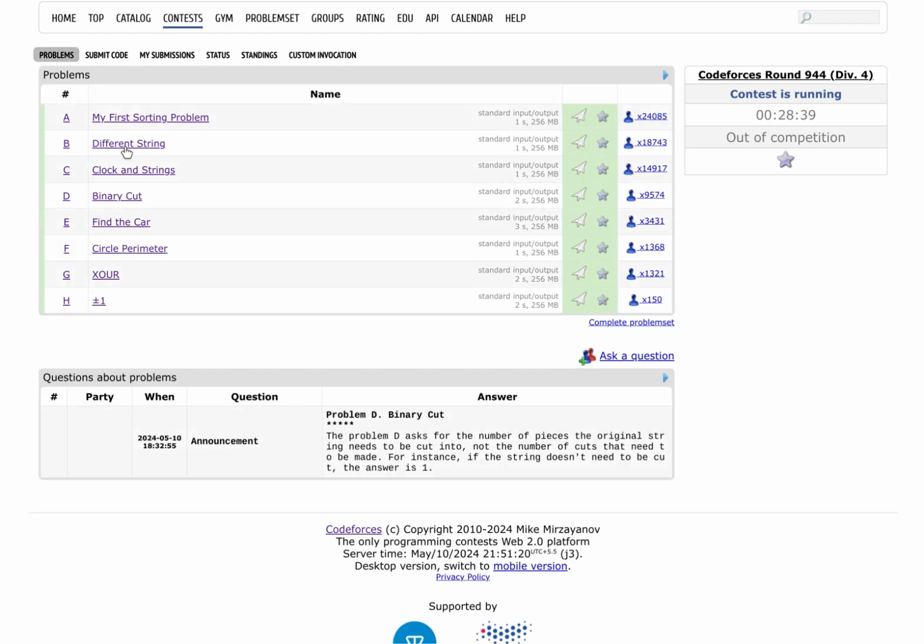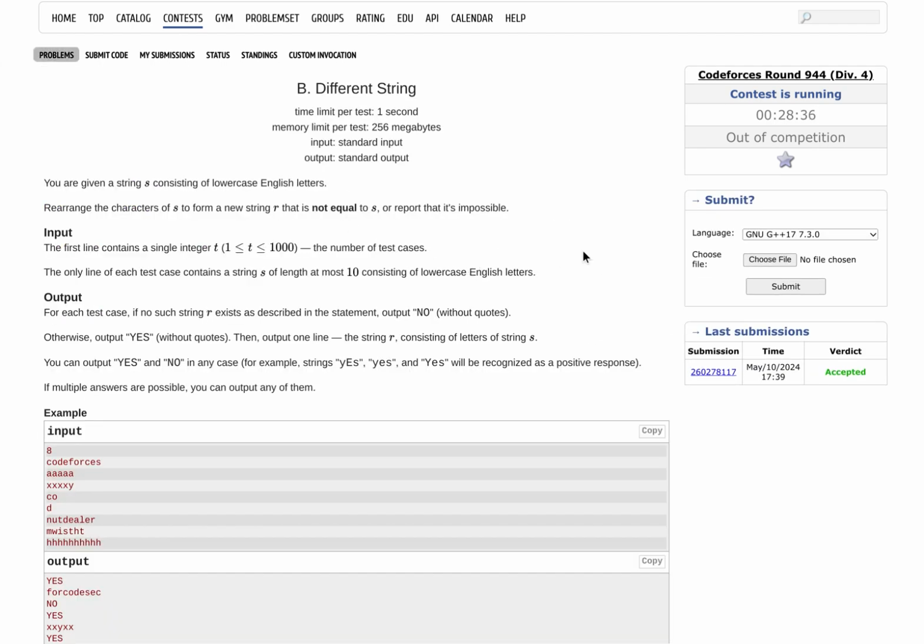Let's go to problem 2. Okay, so for problem 2, the main idea is that basically we want to change a string in some way, and that like we want to rearrange the characters of the string, and we want to have a different string. So first, pause for a second here in the video and try to think in which scenario it will be impossible.